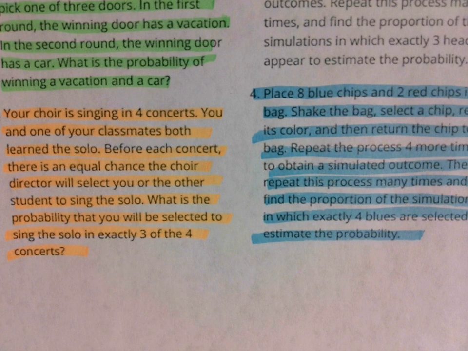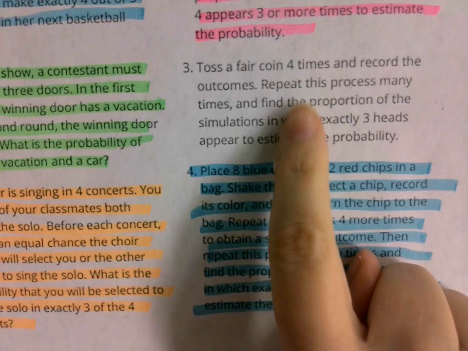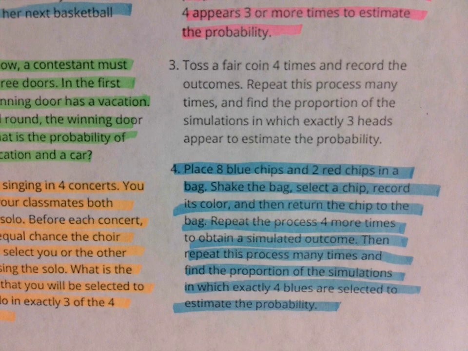You toss a fair coin 4 times and record the outcomes. You repeat the process many times and find out exactly how often you landed on 3 heads out of the 4 coins. 3 heads and 1 tail exactly. So that would be the 3 out of 4 choices.